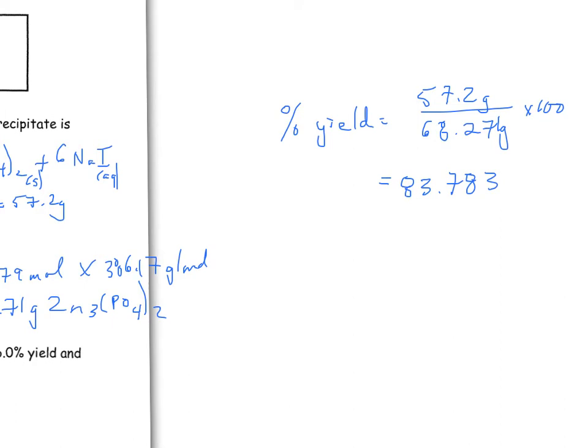Now I need to round for sig digs. The mass of the zinc iodide originally had 4 sig digs in it, but the actual yield of 57.2 grams has 3, so I need to round this to 3 sig digs. This means that I was 83.8% efficient when doing this reaction. I was expecting to get 68.3 grams of precipitate, but when I performed the reaction in real life, I only got 57.2.